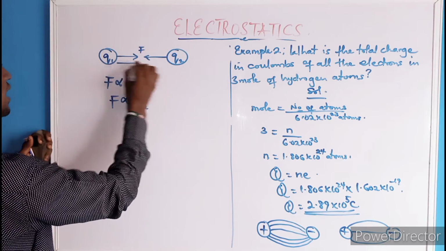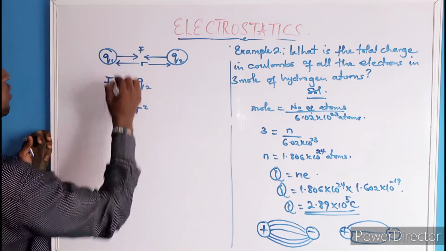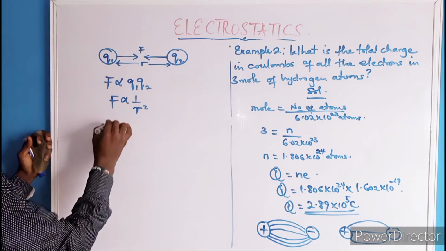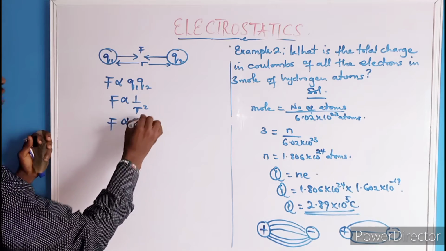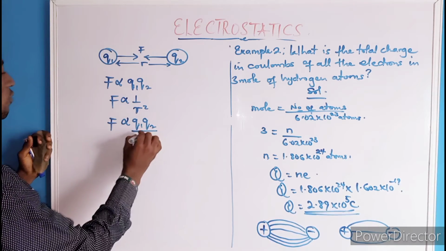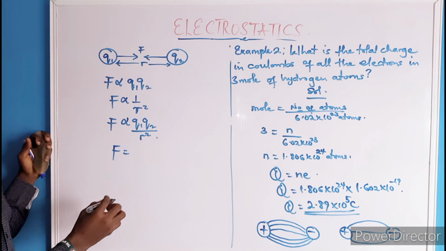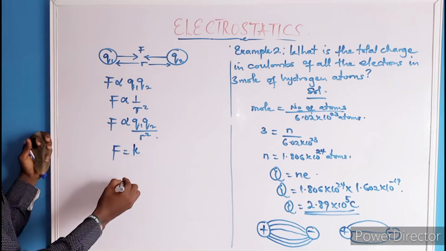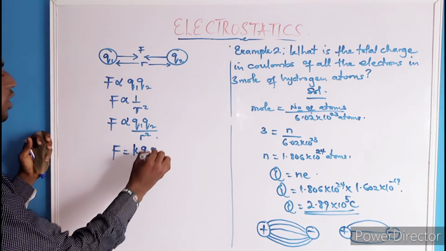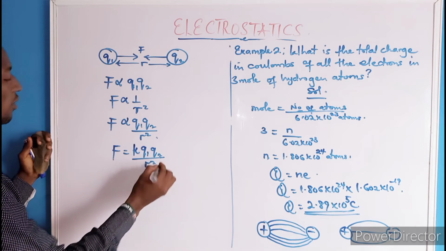So if we assume this to be R, which is the distance between both charges, then we can combine these two expressions by saying that our F is directly proportional to Q1 Q2 all over R squared. For every sign of proportionality, there's always a need for a constant. The constant introduced here is K, so we have F equals K Q1 Q2 over R squared.